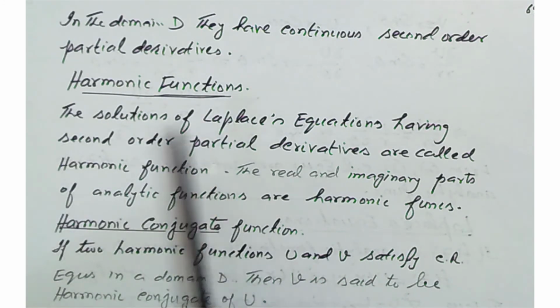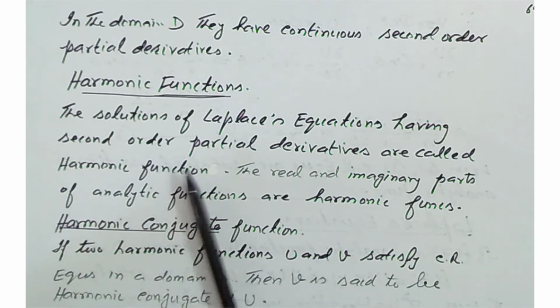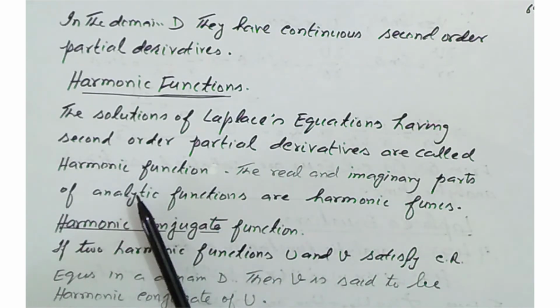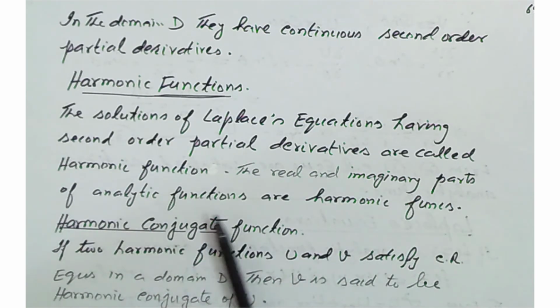Now the harmonic functions. The solutions of Laplace equations having continuous second order partial derivatives are called harmonic functions. The real and imaginary parts of an analytic function are harmonic functions. Harmonic conjugate function: if two harmonic functions u and v satisfy Cauchy-Riemann equations in the domain D, then v is said to be the harmonic conjugate of u. This v is called the harmonic conjugate of u.